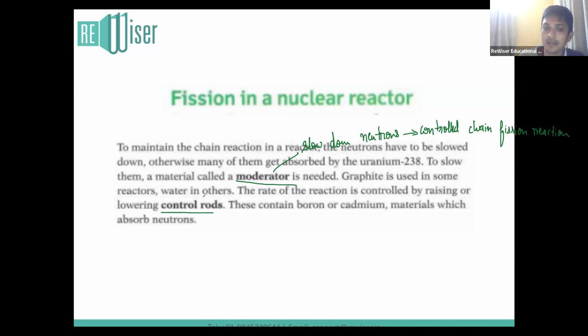And the purpose of the control rod is to absorb the neutrons, thereby turning on or turning off the reactor.